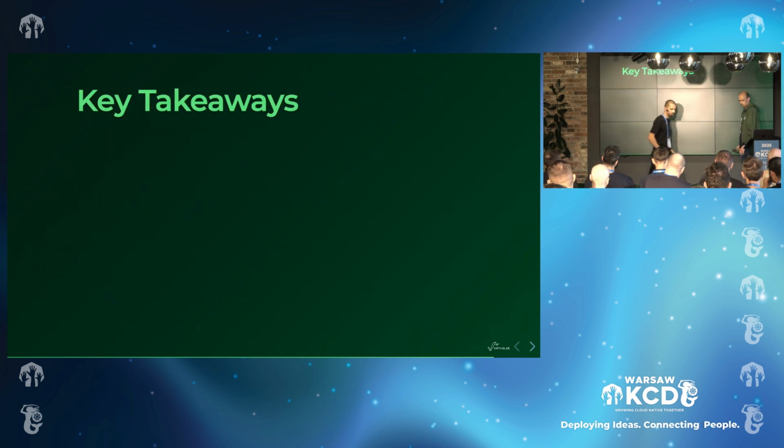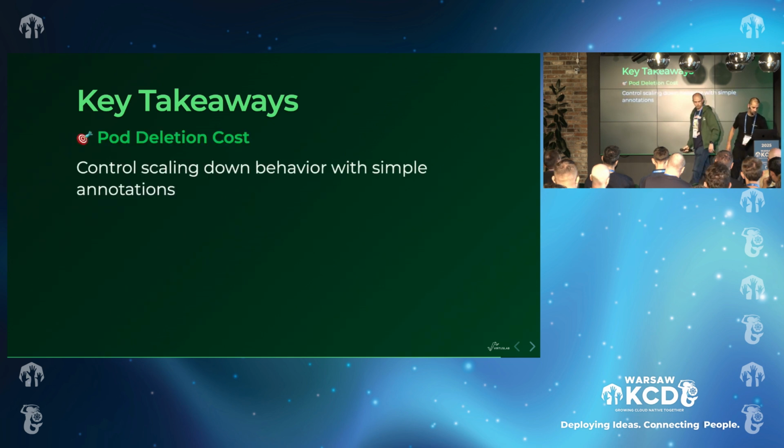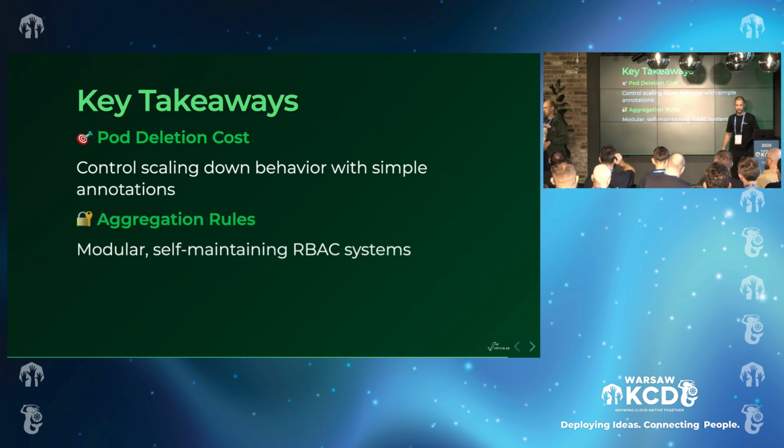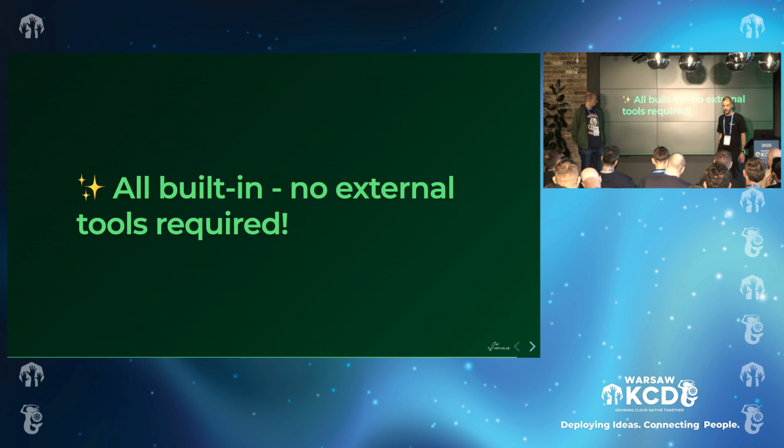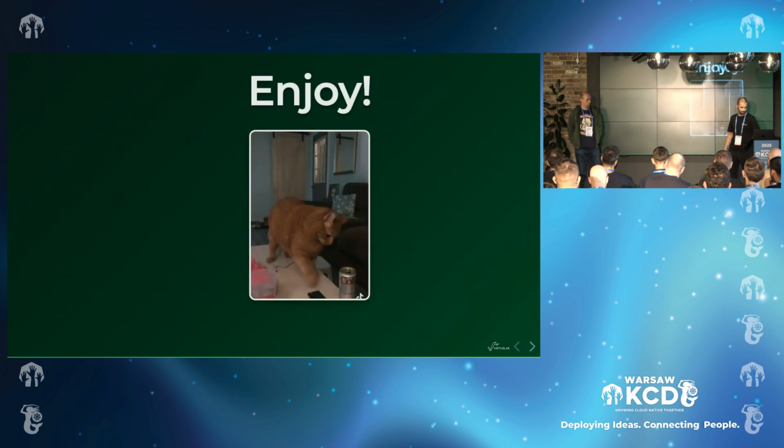Okay, so our key takeaways from our talk. With the pod deletion cost, you can easily control the behavior while scaling down. With aggregation rules, you can easily create self-managing RBAC roles. And with kubectl debug, you can easily troubleshoot even production environments without breaking stuff. And it's all built in, no external tools are required. So it's really nice for air-gapped environments and highly regulated ones. Enjoy.